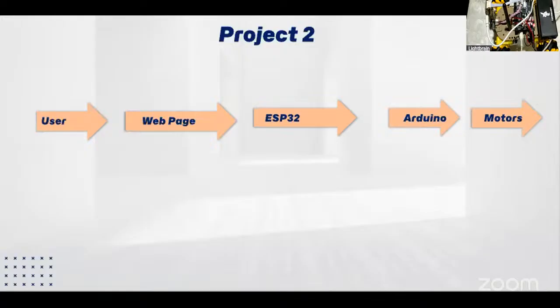So what does project number 2 do? Through the web page, the user sends a command to the ESP32. The ESP32 will give you a distance. You send it to Arduino, and Arduino will move the motors in the direction you want. So basically, that is all about project number 2. We just control our car through a web page. There's nothing very complicated.